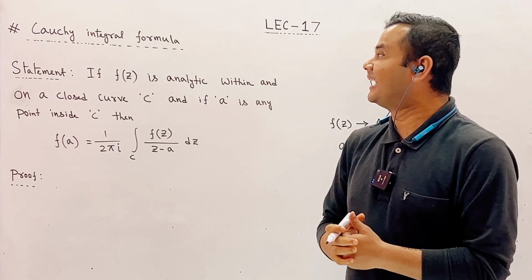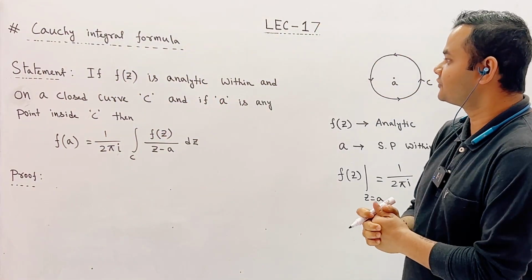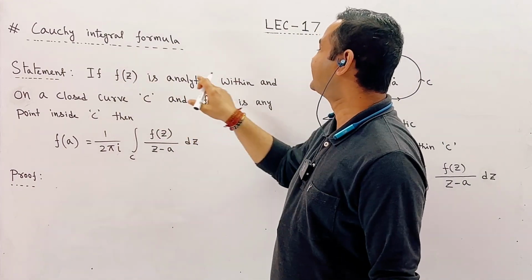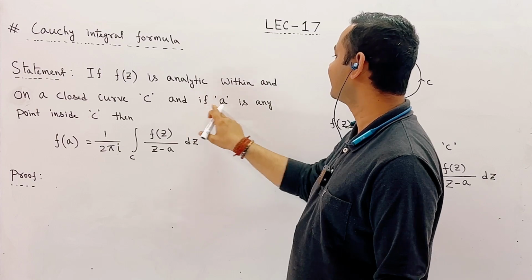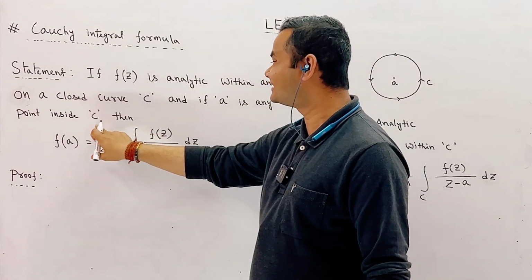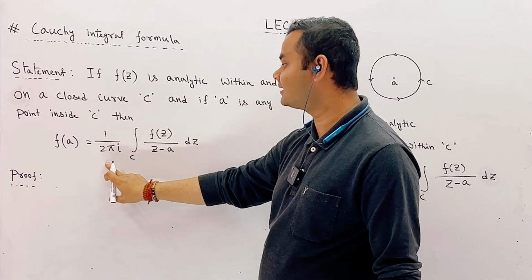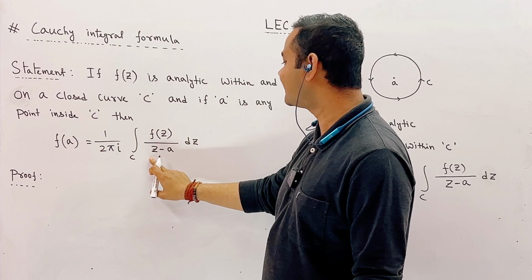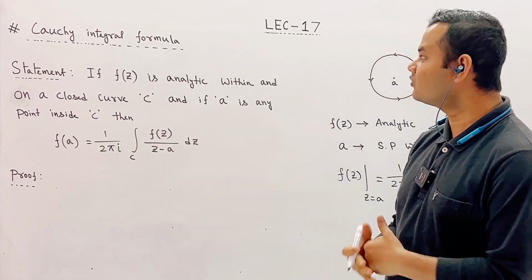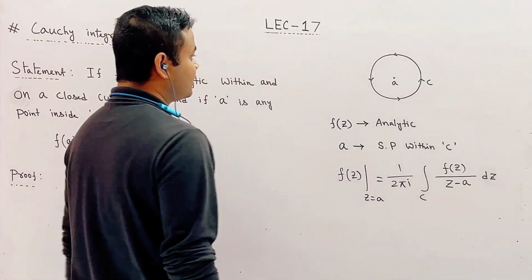Now, let me read the statement of Cauchy's integral formula. According to this formula, if f of z is analytic within and on a closed curve C, and if A is any point inside C, then f of A is equal to 1 by 2πi times the integration along closed curve C of f of z divided by z minus A, dz. Now, let us understand what is the meaning of this statement.